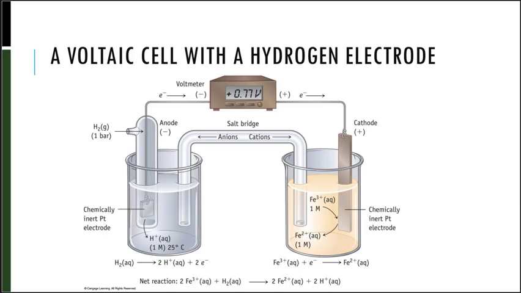In this cell, the hydrogen electrode is the anode, and the iron-containing compartment is the cathode. You can see that hydrogen anode, and in here we have that chemically inert platinum electrode. This cell produces 0.77 volts.